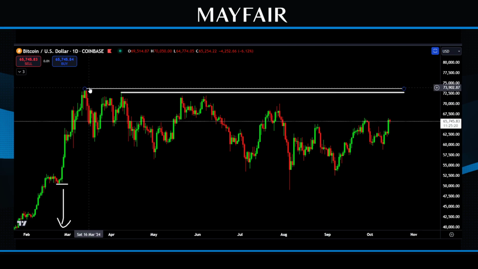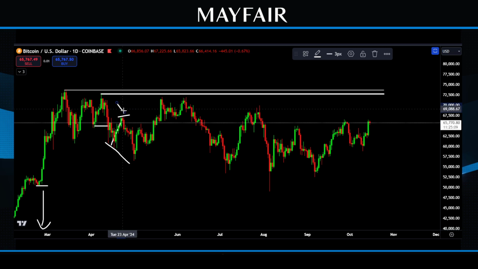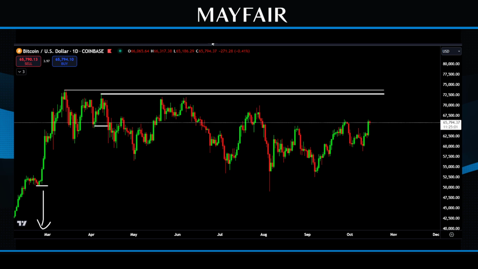Now, obviously, we didn't break the one before. We haven't broken this one. We then come through, we change the structure, we drop one down. We come up again, we fail to make a new high. So we change the structure. So basically, from there to there, we're down. Simple as this. So now we know that we've got this down move.